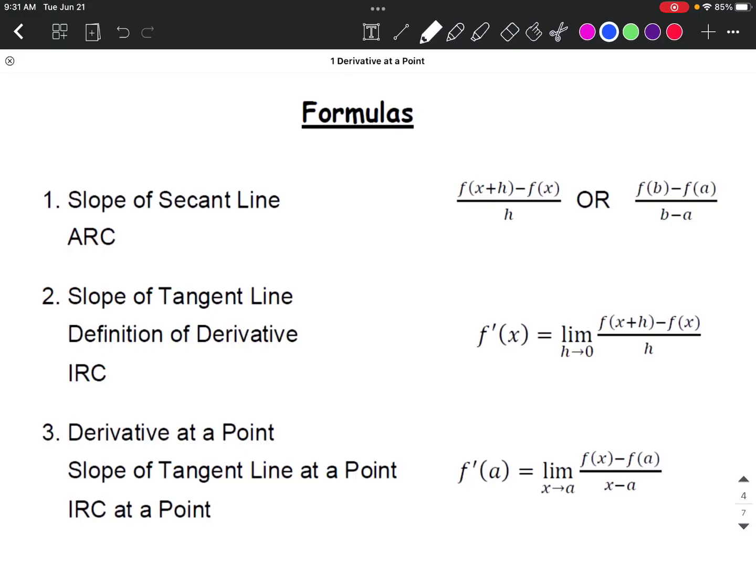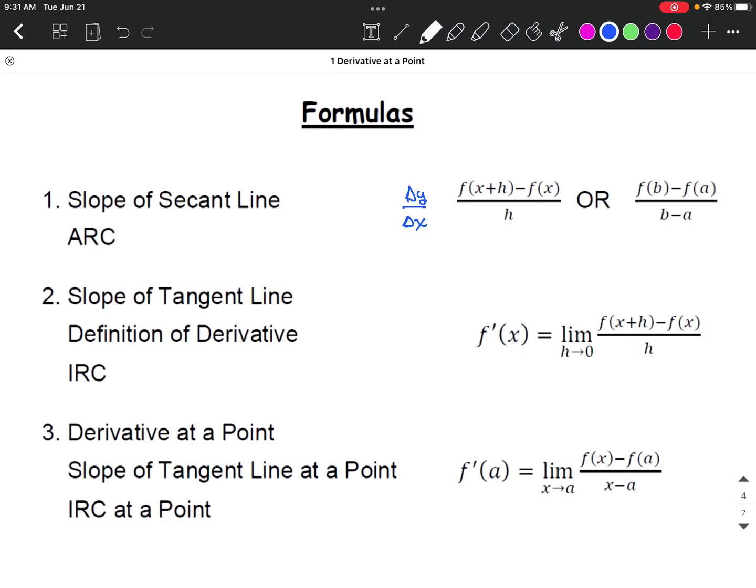All right, just a quick reminder here of the summaries that we have. The slope of a secant line or the average rate of change, they are the same thing. We have that f of b minus f of a over b minus a formula. We also have f of x plus h minus f of x over h formula. All this is the change in y over the change in x.